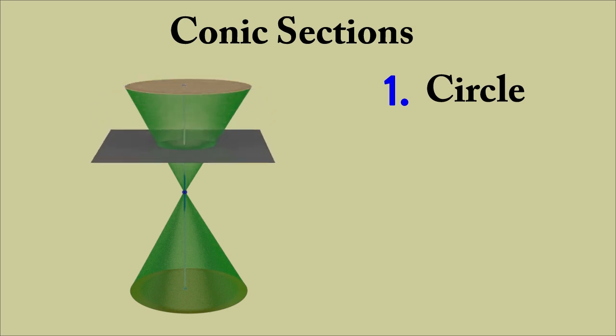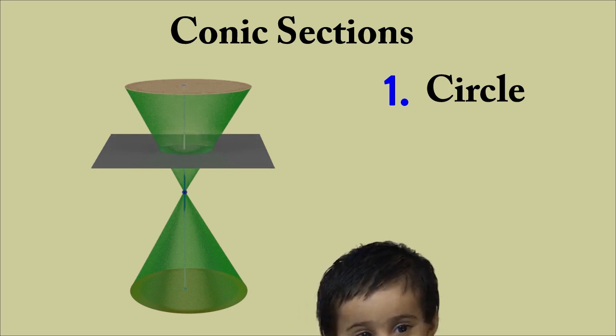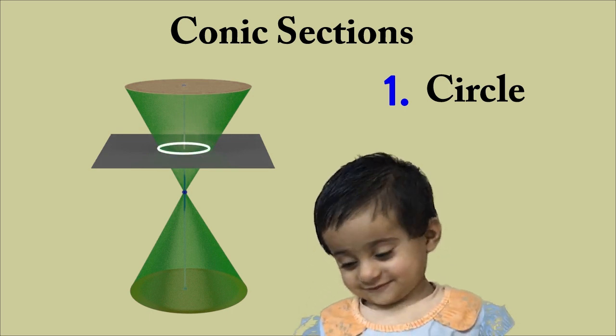If a plane cuts in such a way that it makes 90 degrees with the axis, then the shape formed is known as a circle.